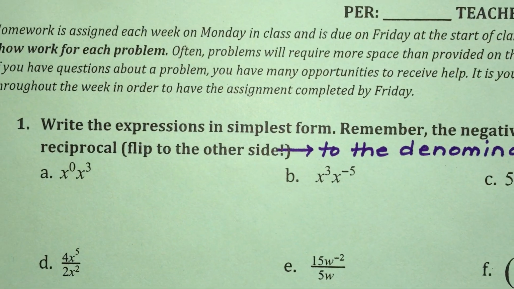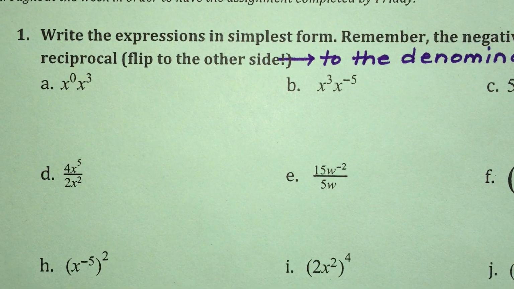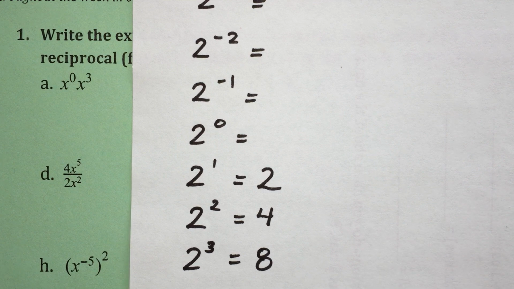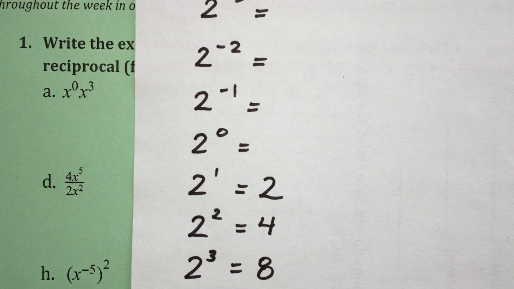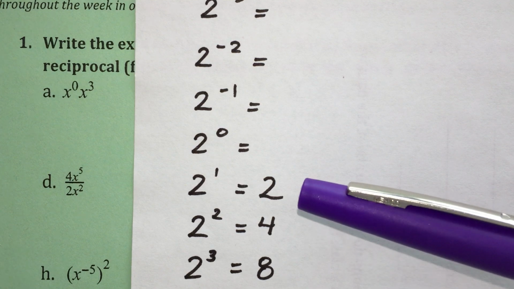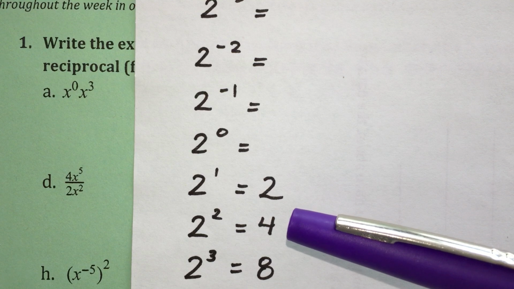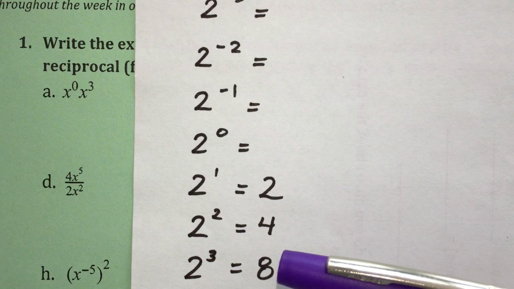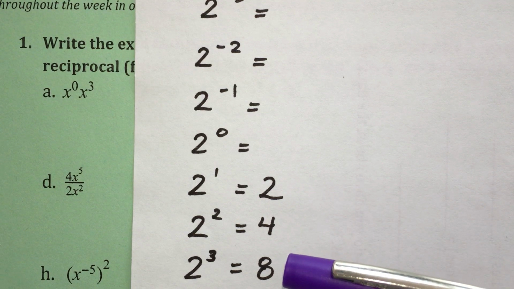So let's do a quick review of zero and negative exponents before we get started with some of these problems. It's important to think back to examples like this one, where you're looking at an exponential relationship with a common base like 2. 2 to the first is just 2. 2 squared is 2 times 2, that's 4. 2 to the third is 2 times 2 times 2, that's 8. We can see that we're multiplying by 2 at every step.